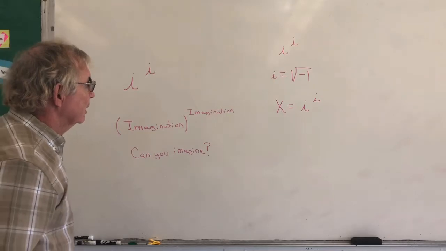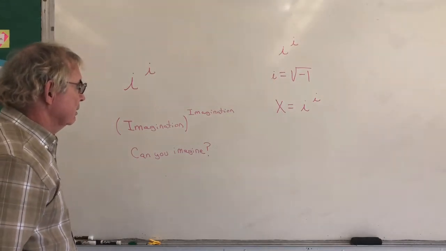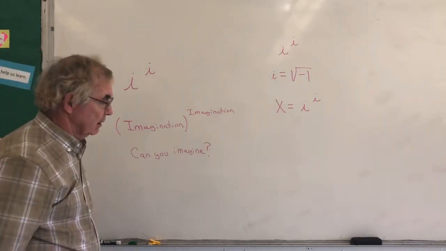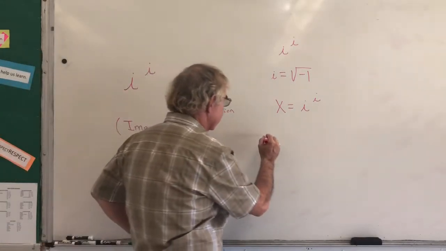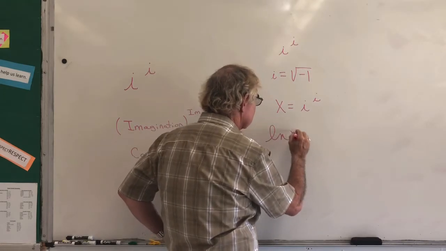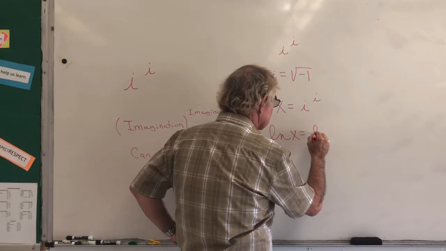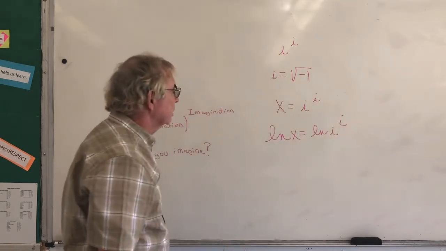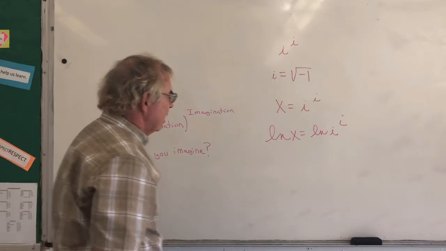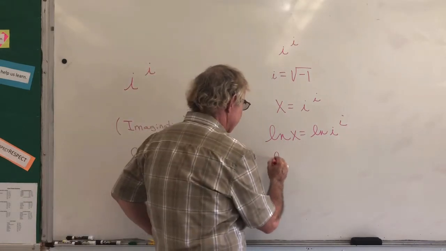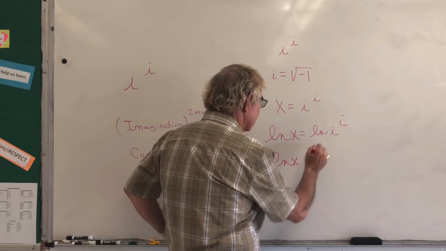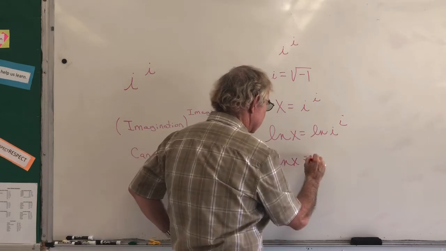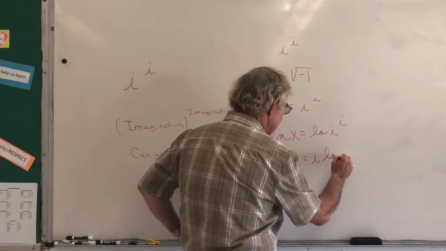Now, I remember in calculus, I told the students frequently, hey, if you don't know how to get rid of something or do something, just take the natural log. It usually works. So we take the natural logarithm of both sides. And if we remember our third property of logarithms, you can take the exponent in front of the logarithm and write i ln of i.